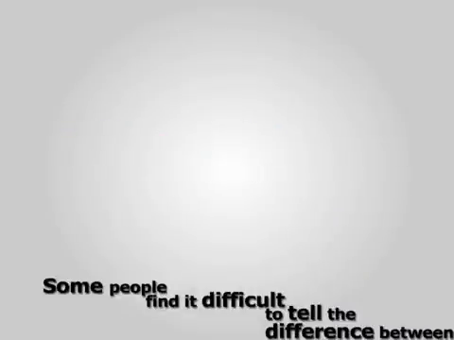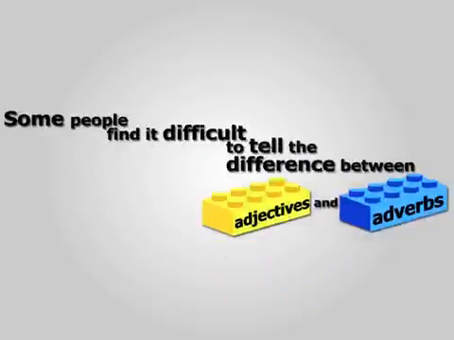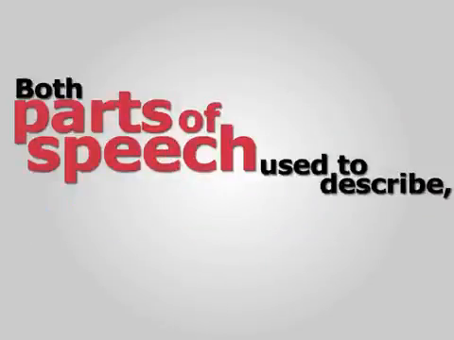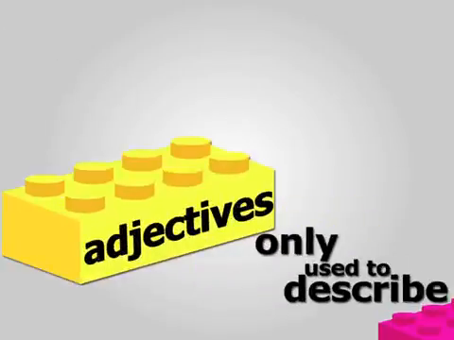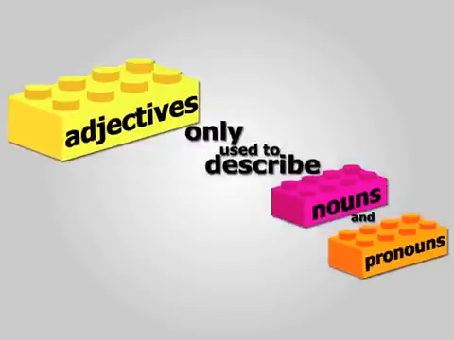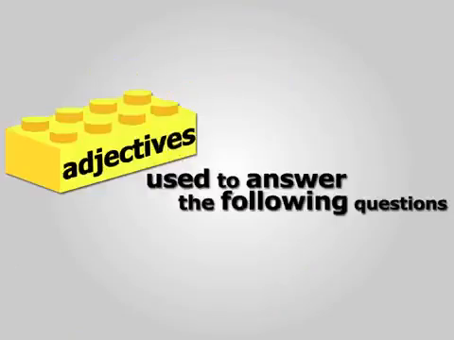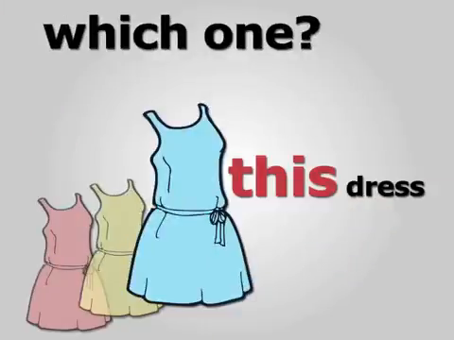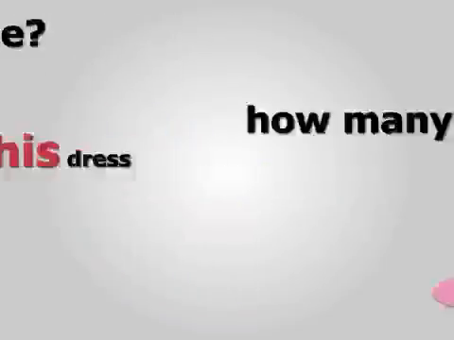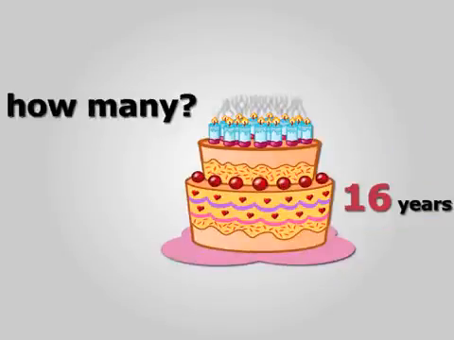Some people find it difficult to tell the difference between adjectives and adverbs. Both parts of speech are used to describe, but what they describe is different. Adjectives are only used to describe nouns and pronouns. They are used to answer the following questions. What kind? The steel pot. Which one? This dress. How many? 16 years.